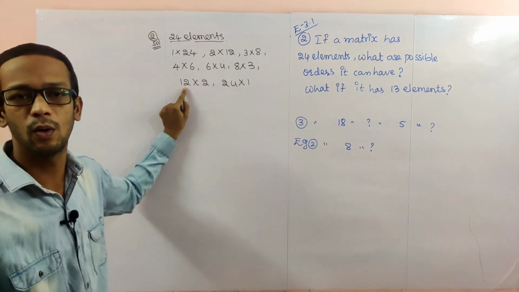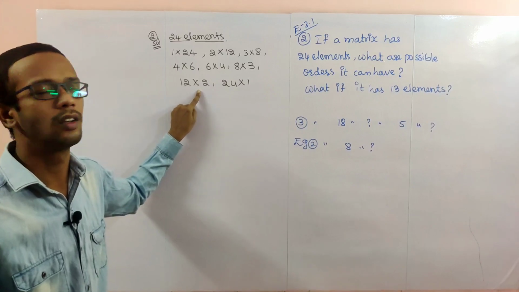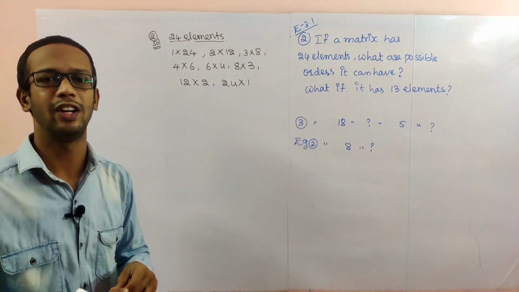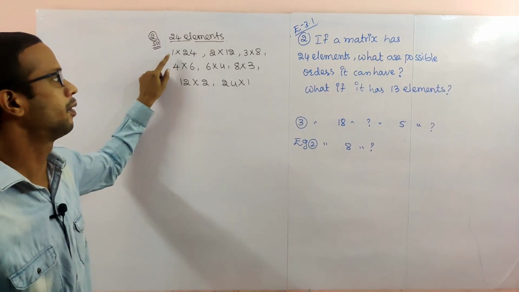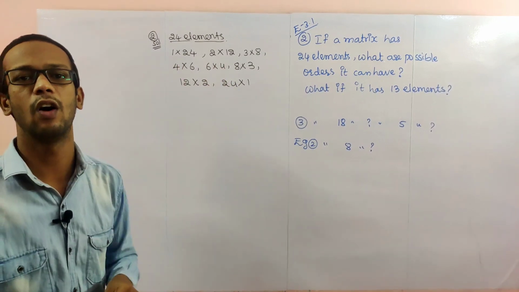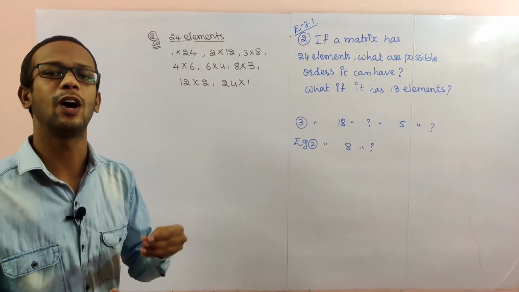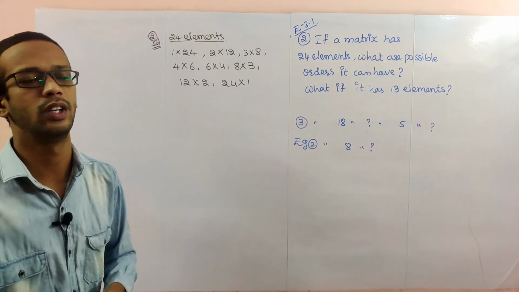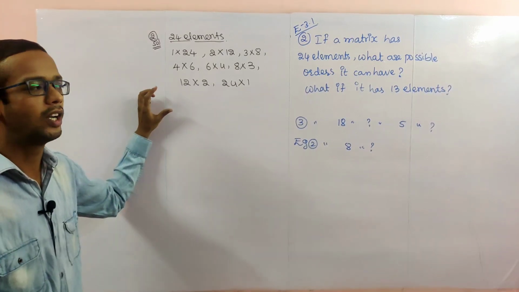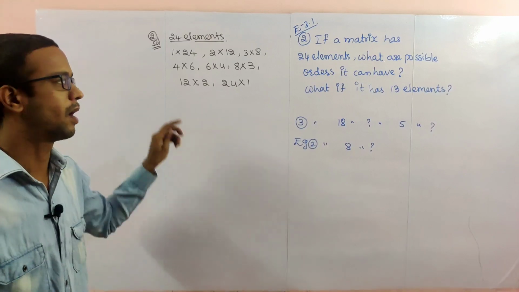That means 12 rows and 2 columns is also possible. The number of elements is 24. So if you do the multiplication, you have to get 24. Those are the possibilities, and all possibilities we have to write. From the exam point of view, this is important for a 1 mark question.